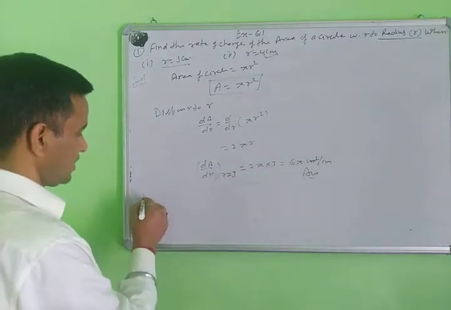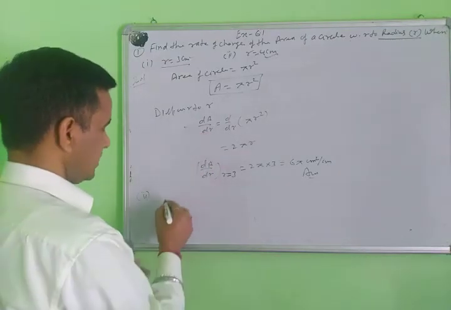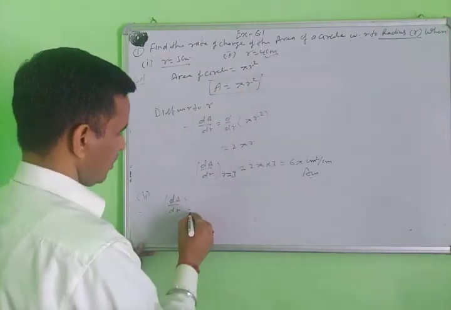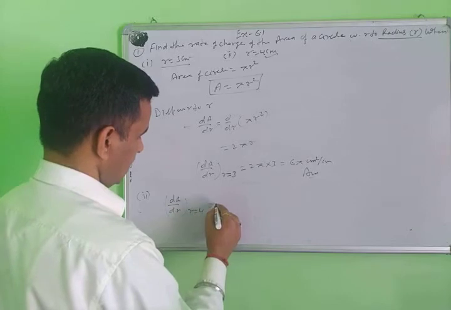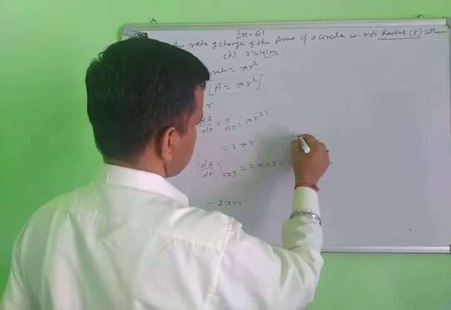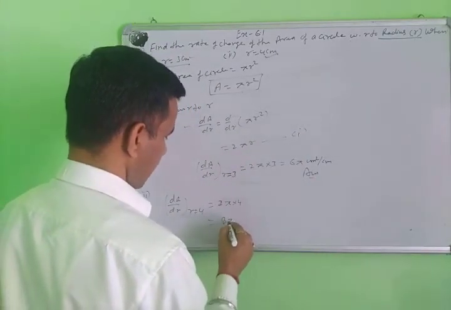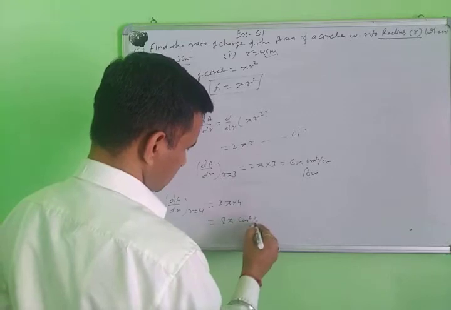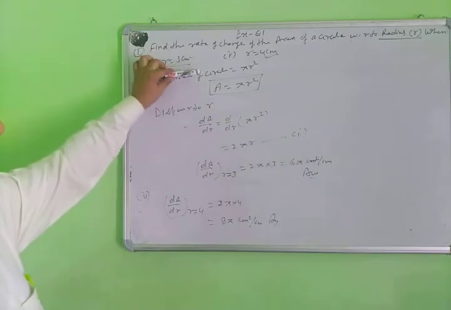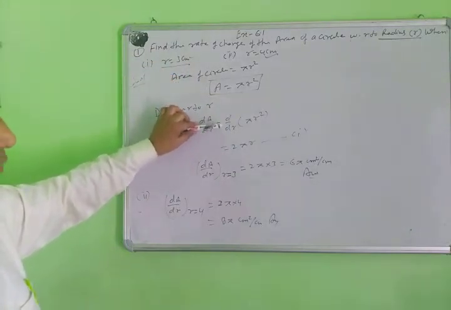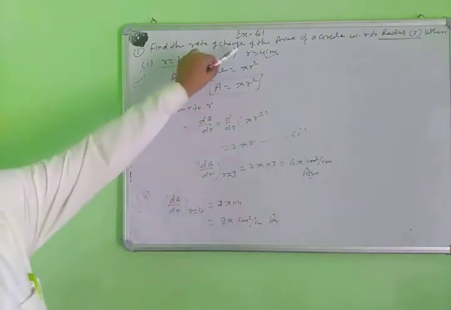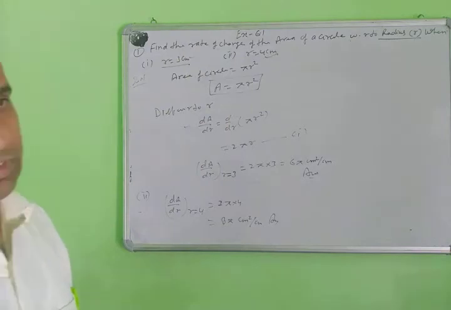In the second part, same as the first part, dA over dr at r equal to 4 centimeter, then 2 pi into 4. This is the equation first. So 8 pi centimeter square per centimeter. This is your second answer. The first, second, third steps are the same here. Then I am putting the value here, d upon dr at this step, and directly find the answer in the second part. Yes, note down. Very simple thing here.